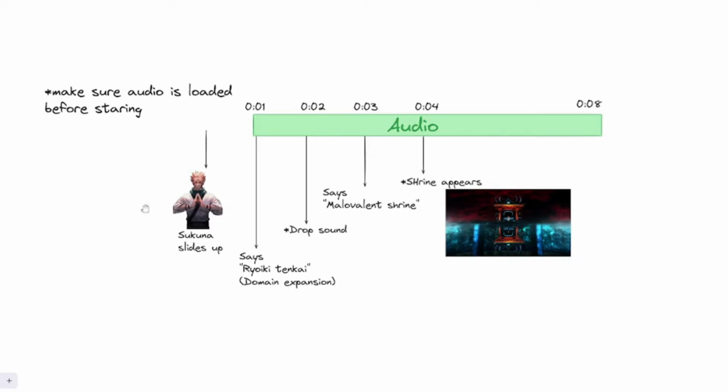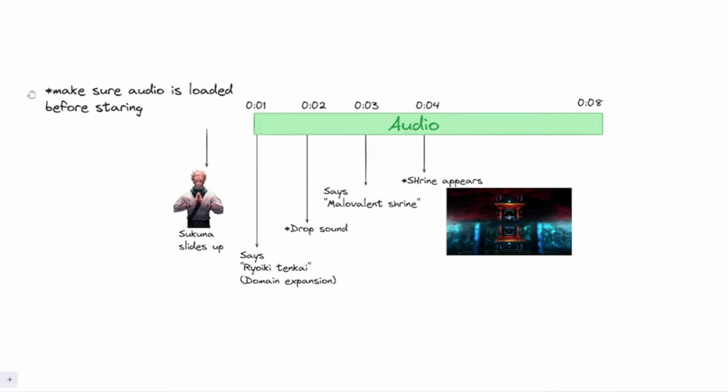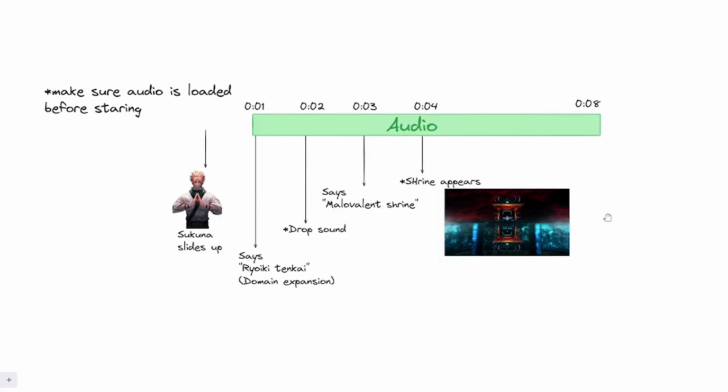Now if you were to break down the entire animation, it's just a sequence of steps that happen in sync with the audio. The entire audio itself is 8 seconds long, and we have to make sure it's loaded before we even get started. And we need to make sure Sukuna slides up just before the audio starts playing, because in the first second itself he says domain expansion, in the second the drop sound, in the third second he says Malevolent Shrine, and in the fourth second is where the shrine appears. So this is the sequence of steps that needs to happen for the whole thing to be complete. So let's get started.